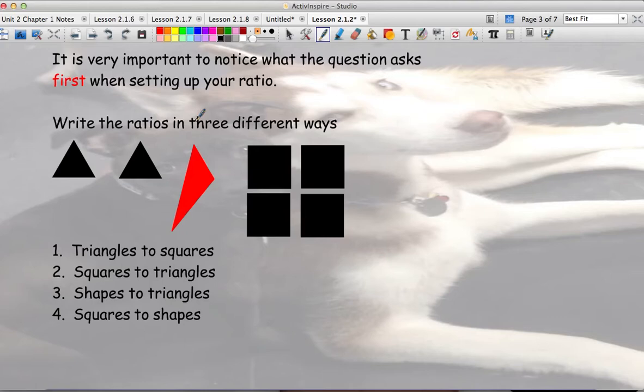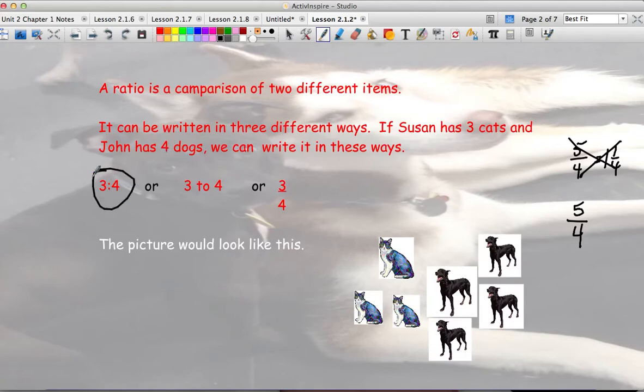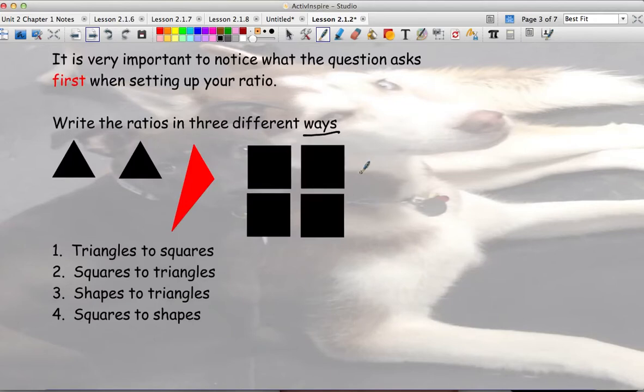So when it asks you, write the ratio in 3 different ways, they're talking about these different forms. So the colon, words, or in fraction form. Later on, we'll talk about equivalent ratios, and when they want 3 equivalent ratios, they will write that. So when it says 3 different ways, they're talking about the different forms, and when it talks about equivalent ratios, that's when they want equivalent ratios.